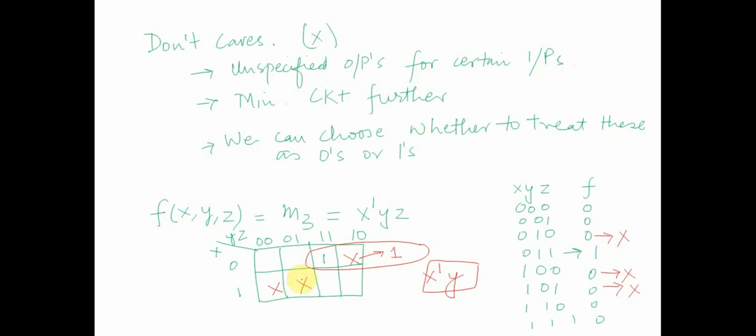Instead, I can choose to make this as 1, but these will not favor me, or will not help me in any way, because if I treat them as 1, I would end up forming one more term. I will ignore this don't care. I will assume that this don't care is 1, and I can minimize my circuit from x bar y bar z to x bar y. I can end up saving one AND gate.